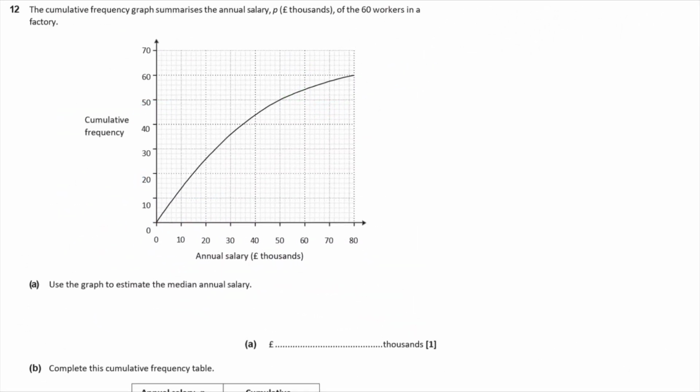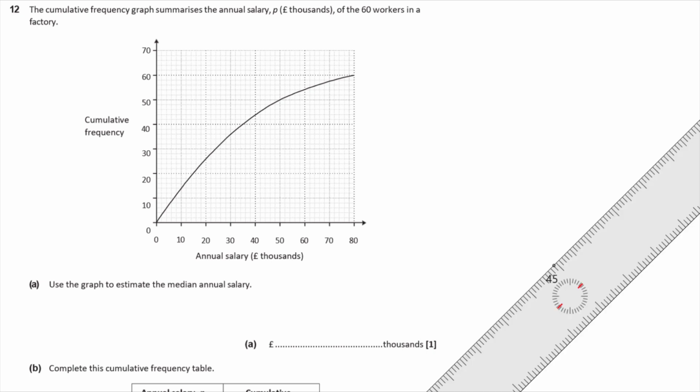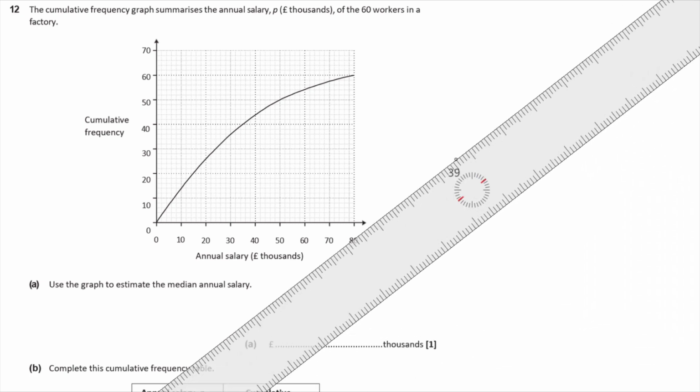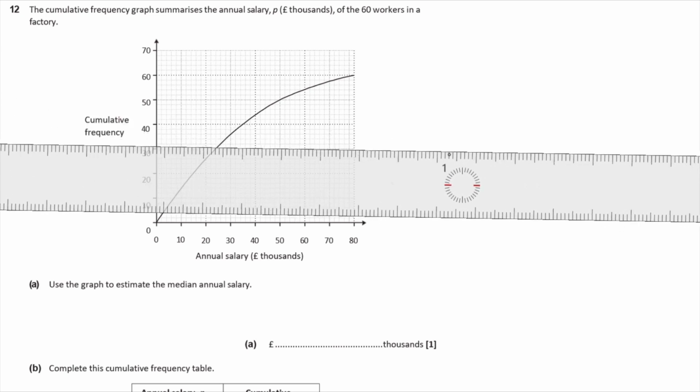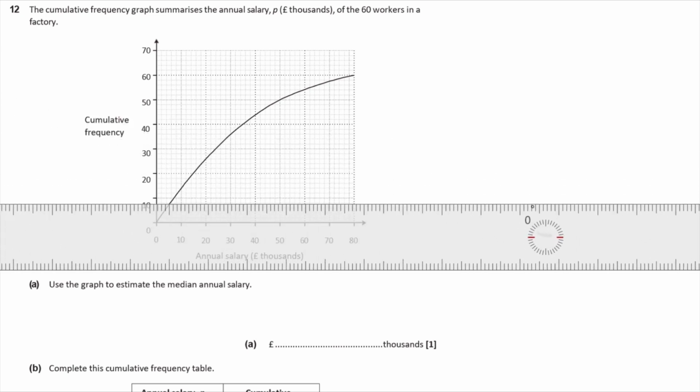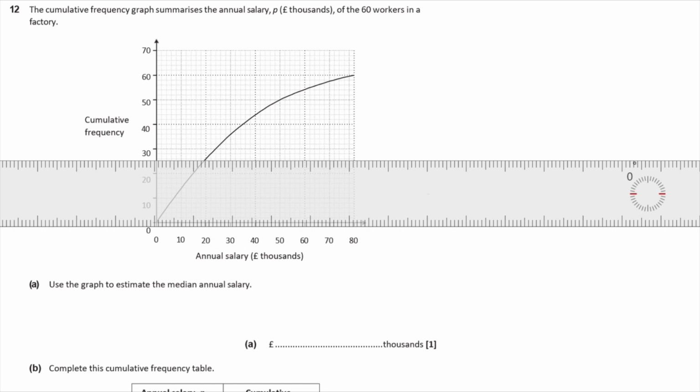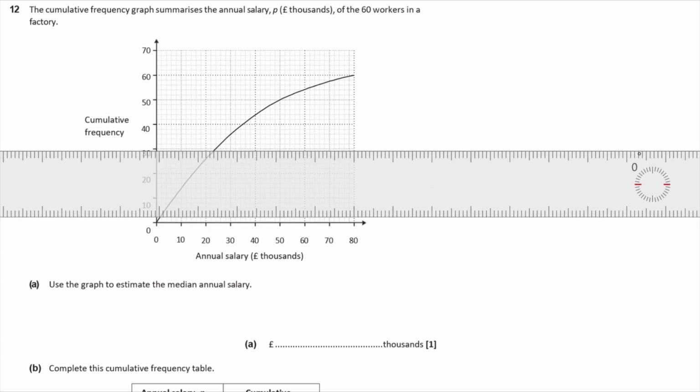Question 12. The cumulative frequency graph summarizes the annual salary P in thousands of pounds of 60 workers in the factory. Part A says, use your graph to estimate the median annual salary. Okay, well, median means middle, and if you've got 60 people, then the middle one is roughly the 30th person. Strictly speaking, it's the 30.5th person, but out of 60 people, that is going to make not very much difference.